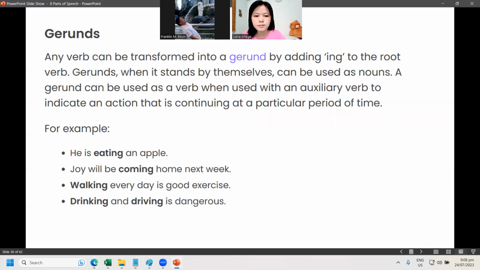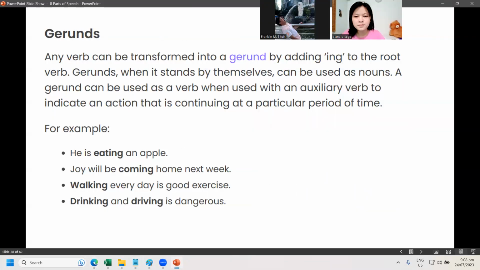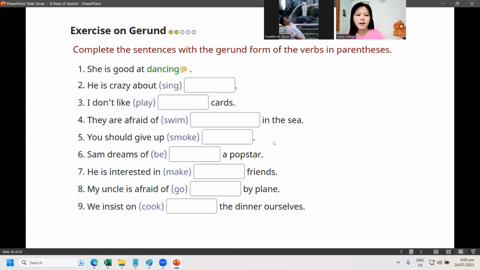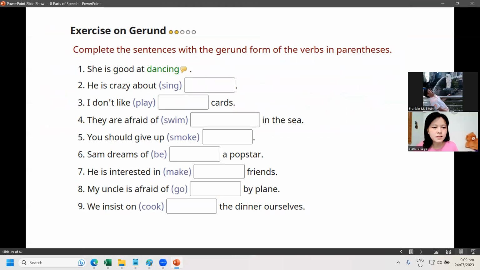Don't forget those names, gerunds, past participle. Just watch the video. You can memorize them if you watch the video. So let's answer this.